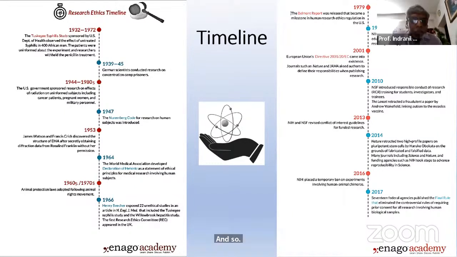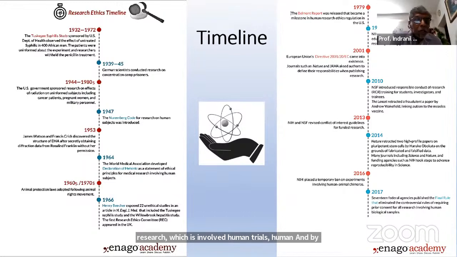1964 marked a very important thing because the World Medical Association developed the Helsinki Declaration, which clearly stated ethical principles for medical research involving human trials, human subjects. And by the 1960s and 70s, animal protection laws were adopted, strictly put in place following a large animal rights movement. Then there is the Henry Beecher study, which is a kind of whistleblowing study on how unethical practices were being done.